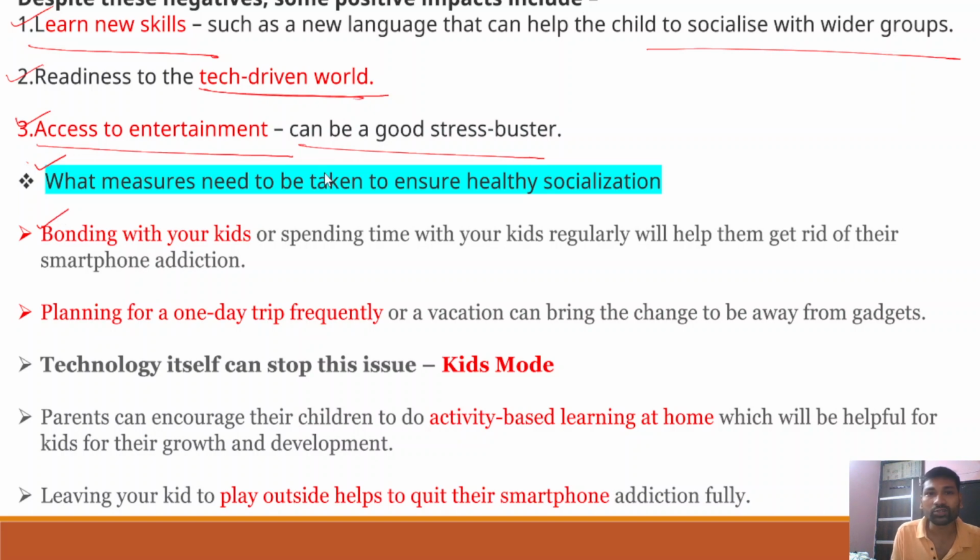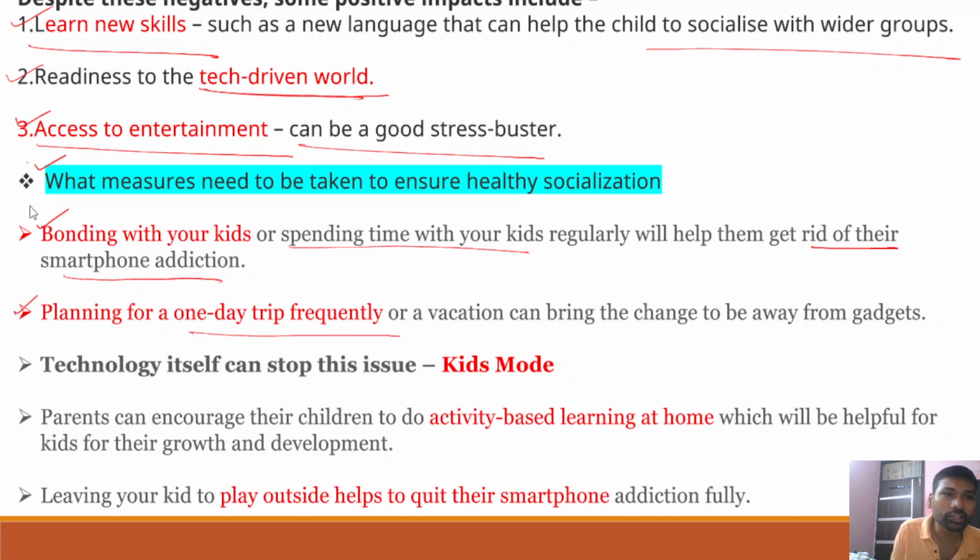For example, spending some time with your kids. When we spend time with the kids, it would make them feel that mobile phones are not needed. If they need any help, the parents would be there to assist them. So it will further help them to get rid of their smartphone addiction. This is the first suggestion. The second suggestion is planning a one-day trip frequently.